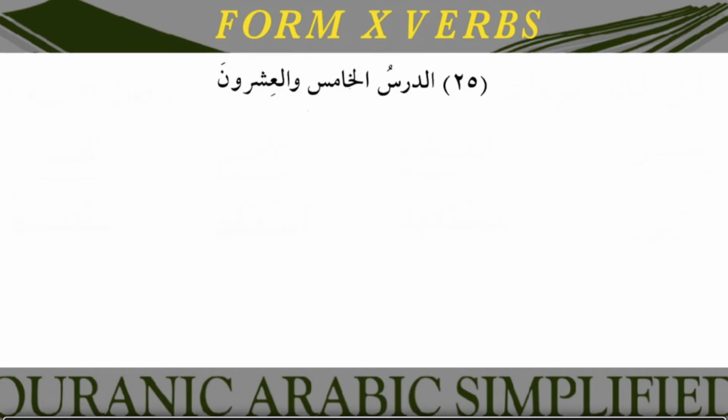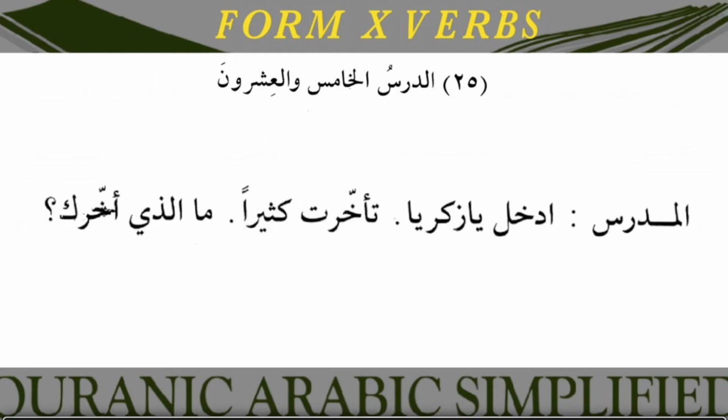So again Dr. Abdurrahim uses the scenario of a class to explain and bring beautifully the different types of verbs. So let's go without any delay into the class. So al-mudarris: udkhul ya Zakariya. Enter O Zakariya. Ta'akharta kathiran. So what is ta'akharta here? What form is this? Ta plus akhara, form 2, which is form 5. 3 plus 2 is form 5. Ta'akharta means to be delayed. Something made you delayed a lot. So mallazi akharaka? What is the thing which delayed you? Akhara, that is your form 2 here. Okay, so we have form 5 and form 2, akhara and ta'akhara.